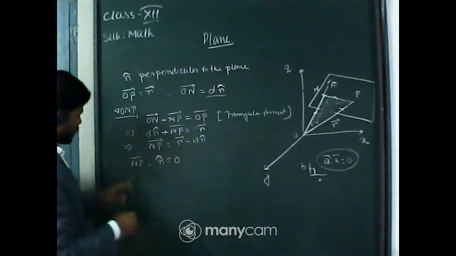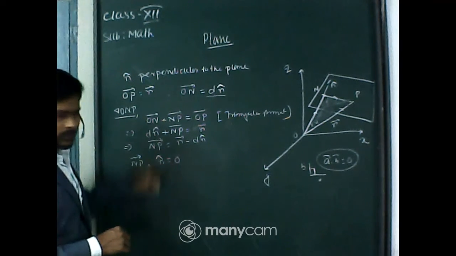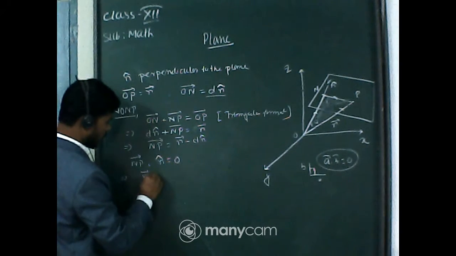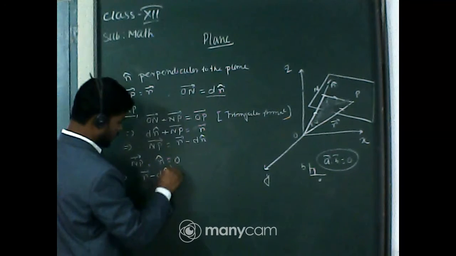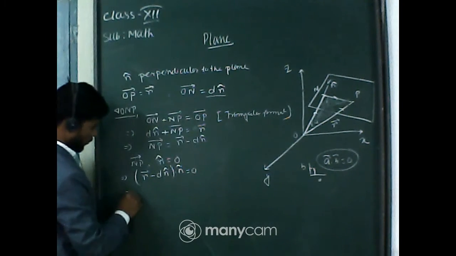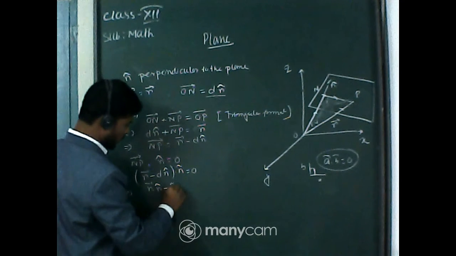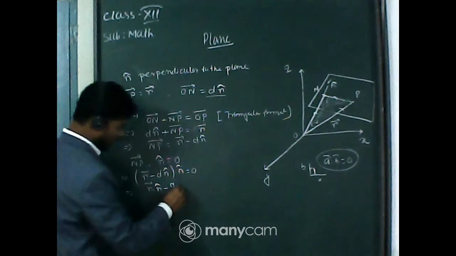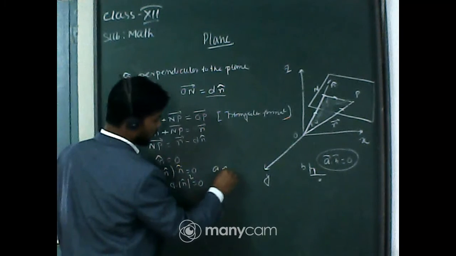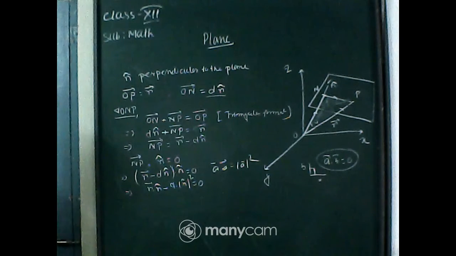Okay, so in a similar way we can say that NP vector dot n vector is equal to 0, which implies, put the value of NP, that is (R vector minus d n hat vector) dot n hat vector is equal to 0, which implies R dot n hat vector minus d into n hat dot n hat, that is mod n hat whole square, that is equal to 0, because we know that A vector dot A vector is equal to mod A whole square. Isn't it?